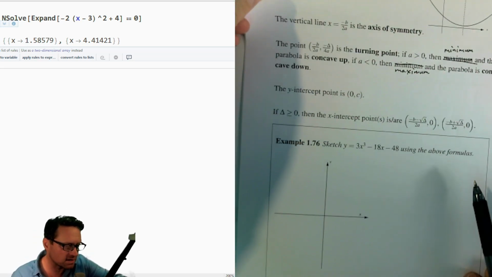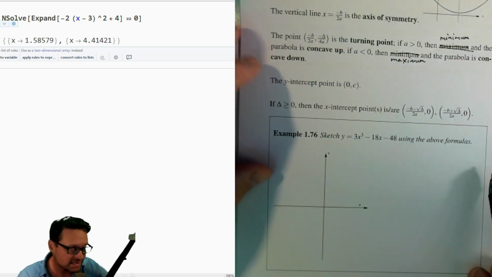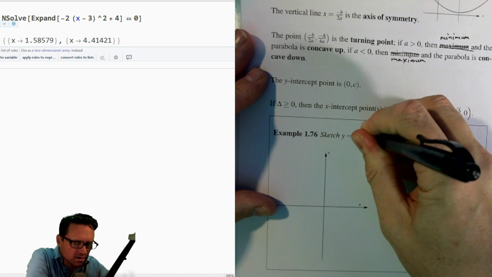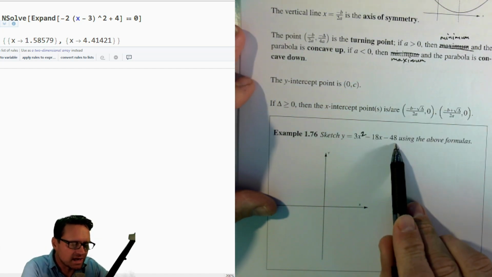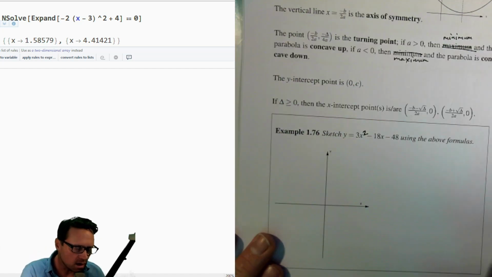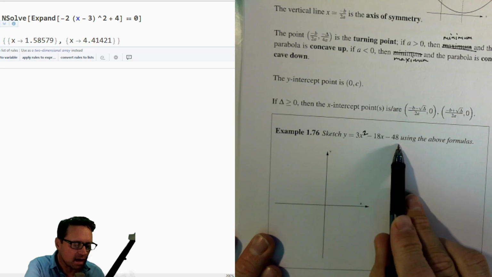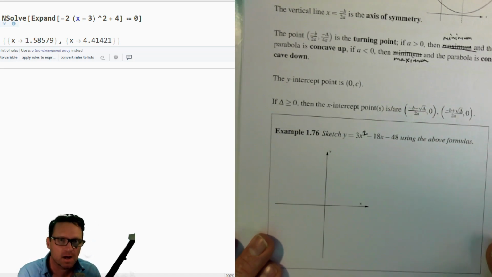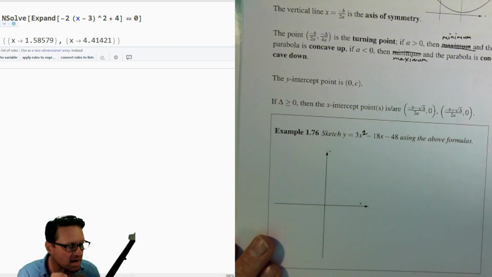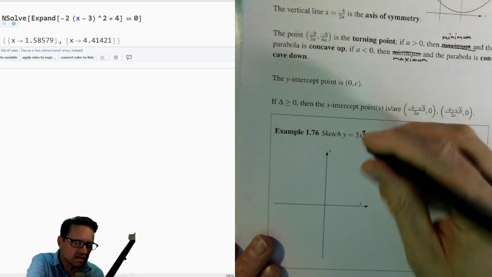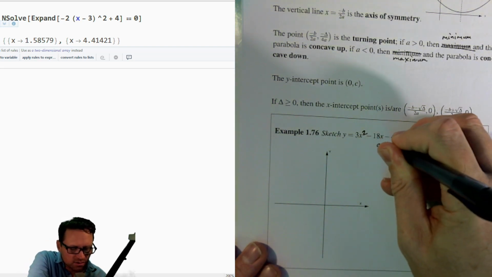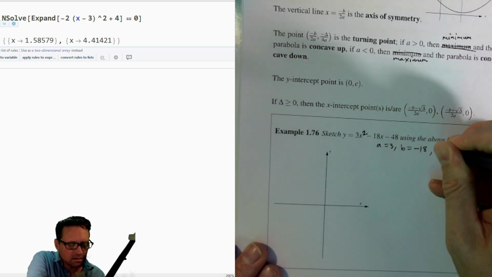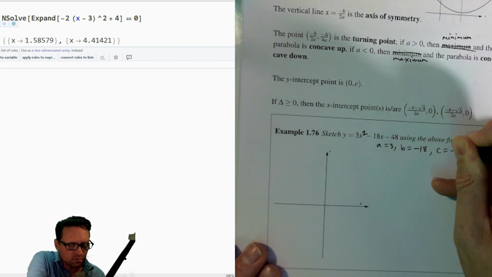Okay, so let's have a look at example 1.76. Sketch the parabola y equals 3x squared minus 18x minus 48 using the above formula. My first step, if I were to complete the square, would be to factor the 3 out of everything, but I'm going to use formulas to do this. So a is equal to 3, b is equal to minus 18, c is equal to minus 48.